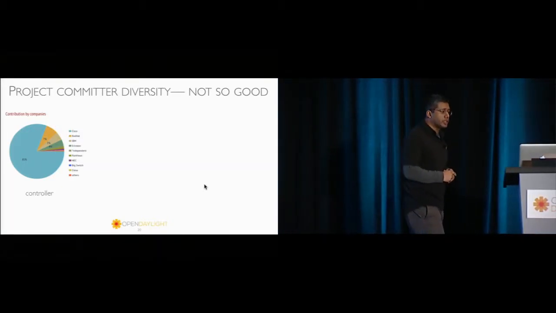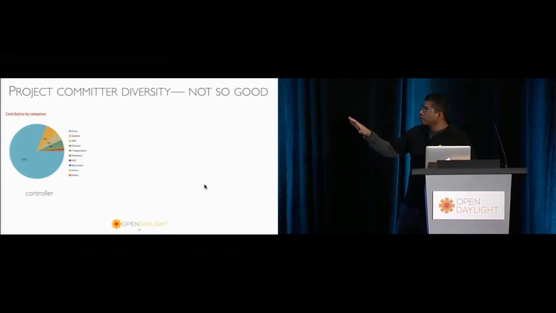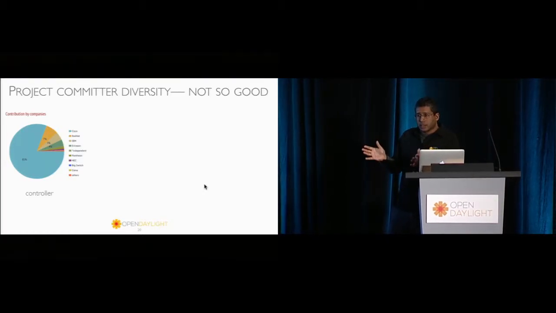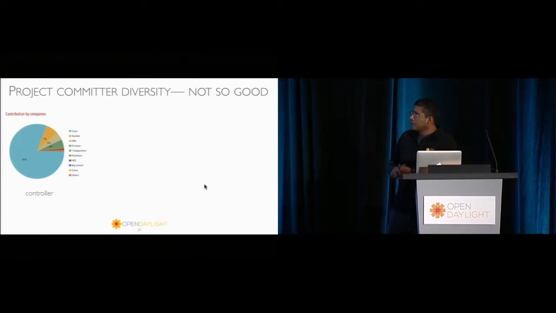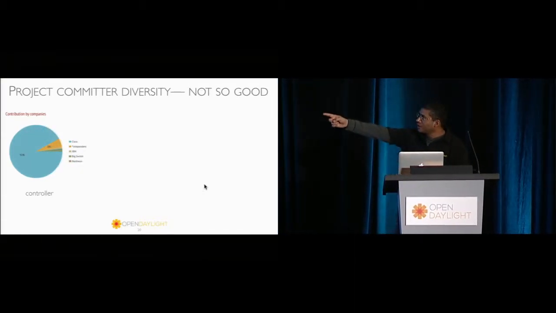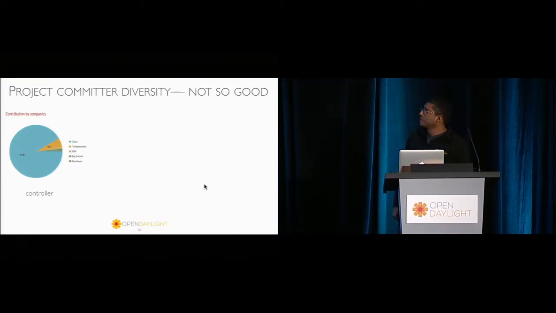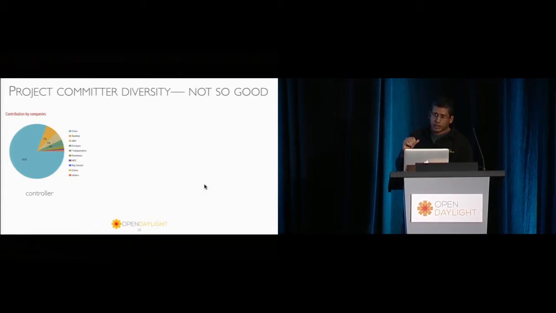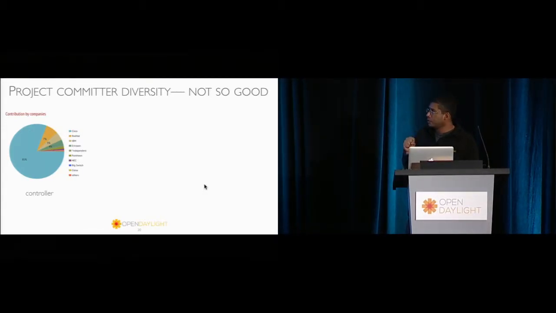And although I think there's still a ways to go on getting more diversity, meaning making these other pie slices bigger, in the controller project it's much better than where we started. This is where we were at the beginning of the project in April, May. And this is where we ended up. So we made progress in generating additional committer diversity in the controller project.